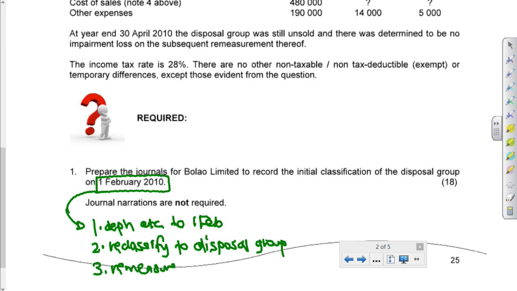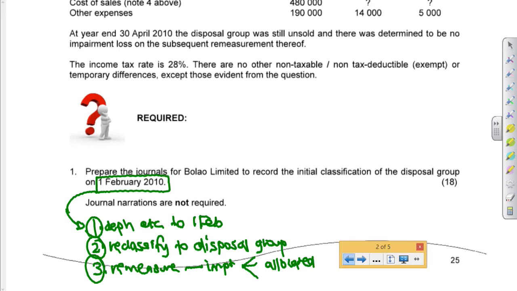And when you remeasure and you do the impairment, I want you to allocate it. So whatever the impairment is, I want you to take it to disposal group land, disposal group buildings, disposal group equipment, whatever, wherever it belongs. And then they have an additional journal, which is tax, but I want you to just do this for me for now, and then we'll have a look at the tax journal. Okay. So 18 marks. Here's the story.